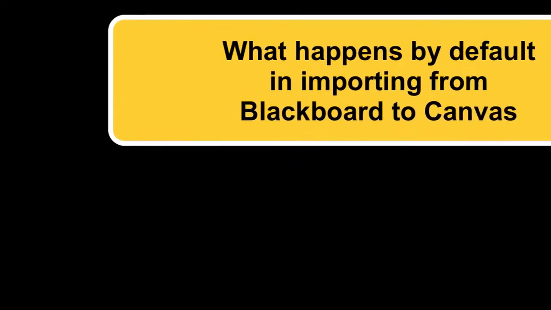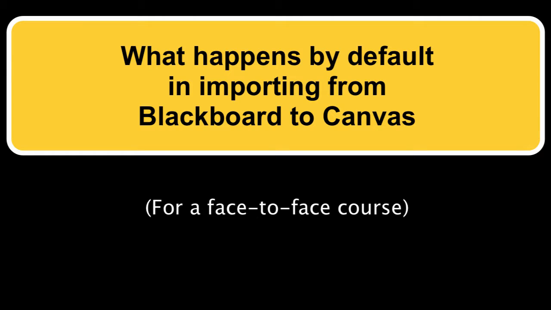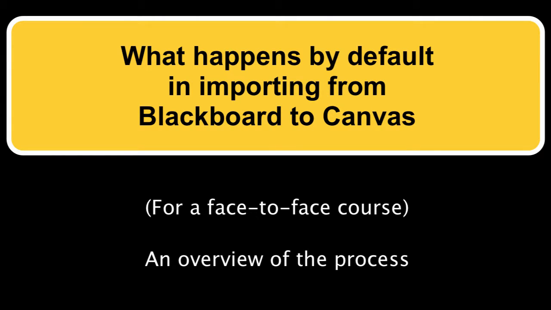Let's get a broad overview of what the migration process from Blackboard to Canvas generally looks like so you can get an advanced understanding of the main issues involved. I'm going to show you what happens when you just select the default options throughout the process without being more selective.